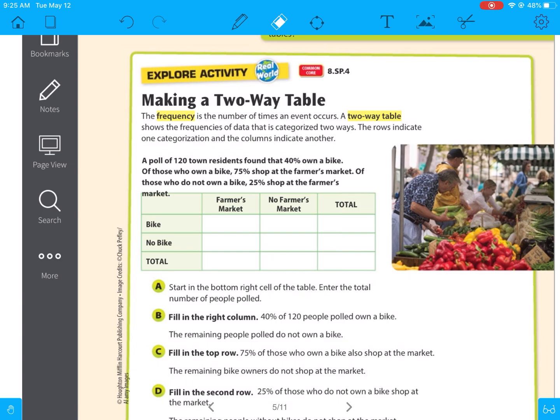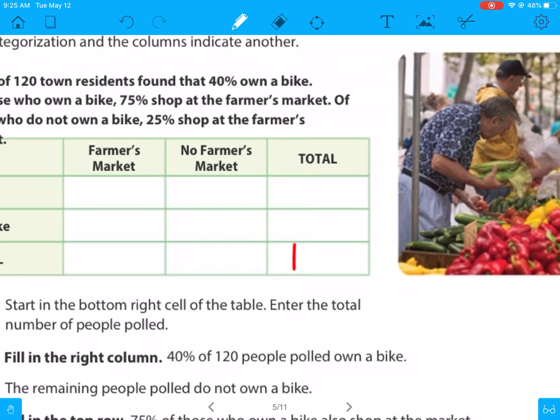So for this question, a poll of 120 town residents found that 40% own a bike. Of those who own a bike, 75% shop at the farmer's market. Of those who do not own a bike, 25% shop at the farmer's market. So we have to fill out this table, and we have farmer's market, no farmer's market, bike, no bike, and then the total. So it says there's 120 people total, so let's put that in here.